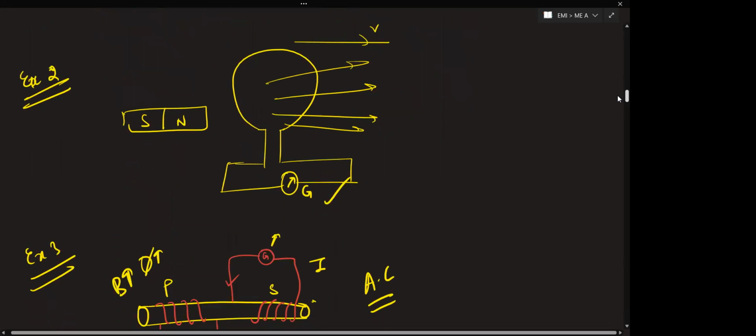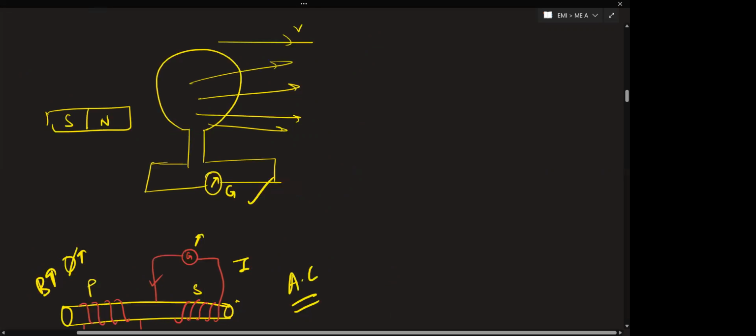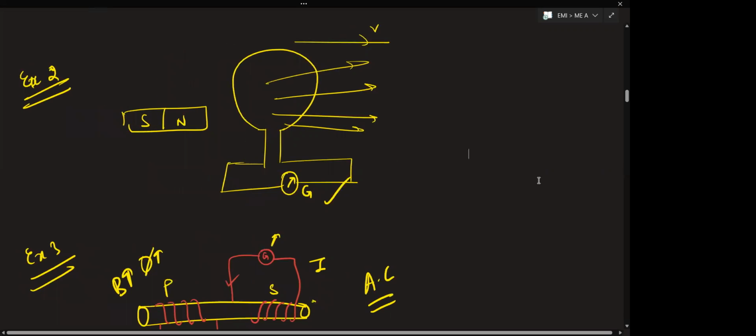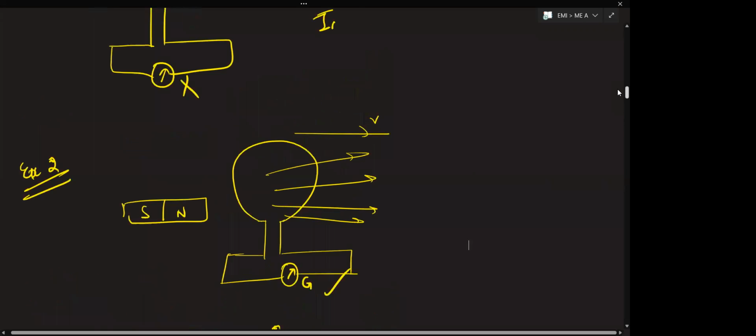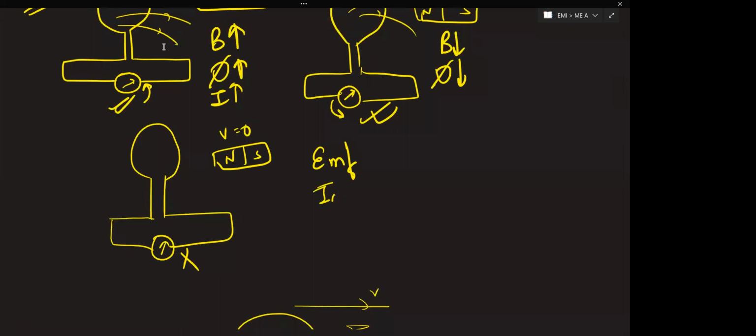Ma'am, I have a doubt. Yes, Anushka, say. Ma'am, in the first experiment, when V was equal to 0, then in that case, the magnetic field, the flux, and the current, all three of them will be zero as well, right? Yes, because there wasn't any change in magnetic flux.